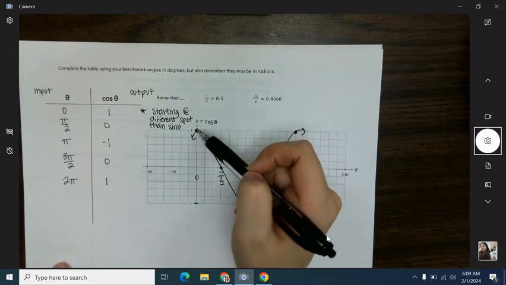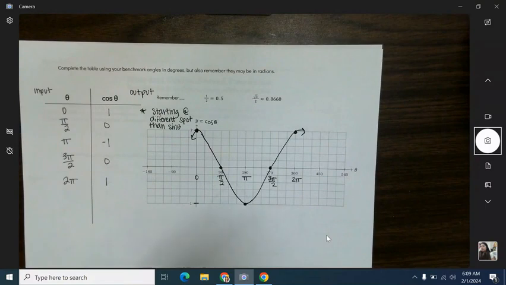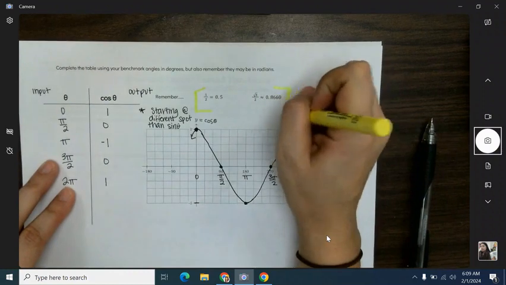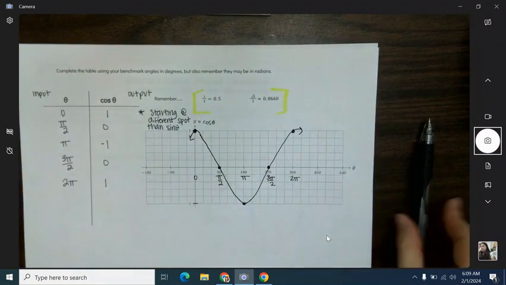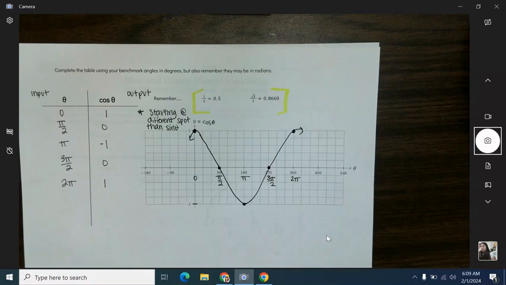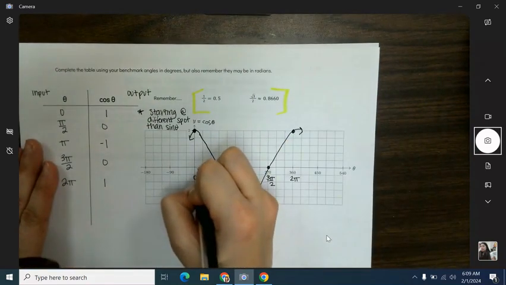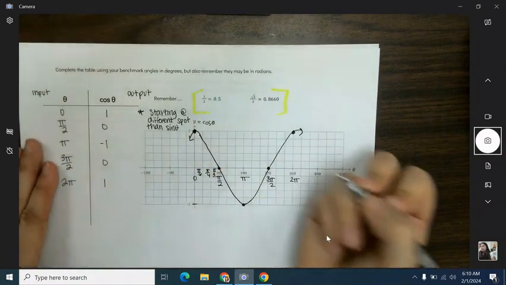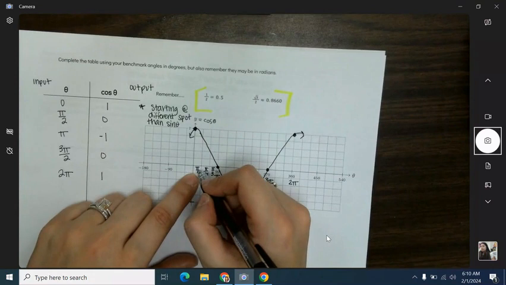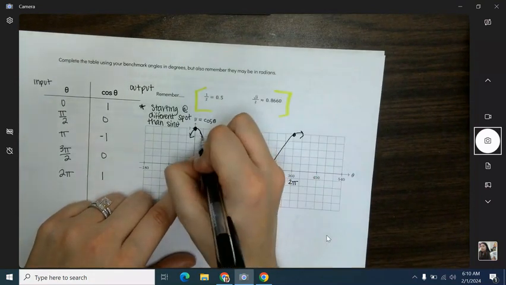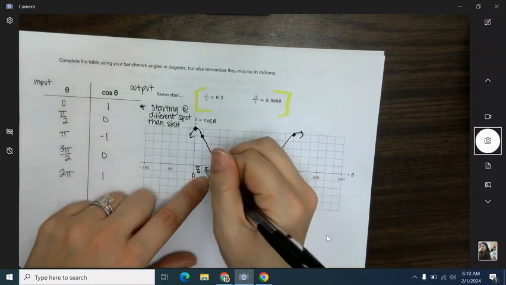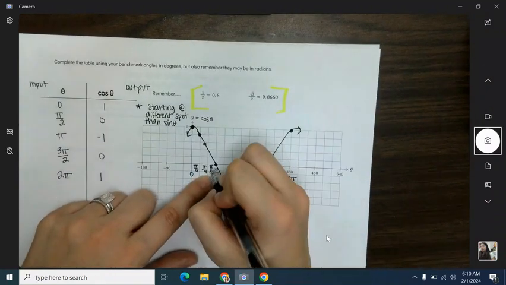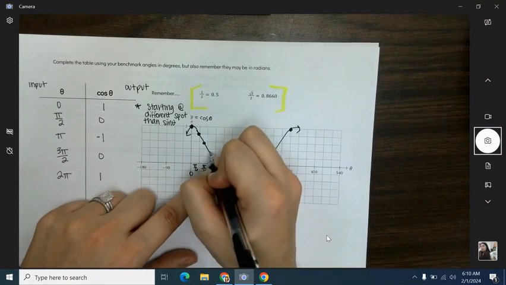Okay, so notice we start at positive 1, right? A few things to make note of if you think about these values: 1/2 is 0.5, root 3 over 2 is about 0.86. So if we were to do that idea again, we have pi over 6, pi over 4, pi over 3. The x value at pi over 6 is root 3 over 2, so that falls about right here. The x value at pi over 4 was root 2 over 2, and that falls about right there. And then the x value at pi over 3 was 1/2, and that falls about right there.